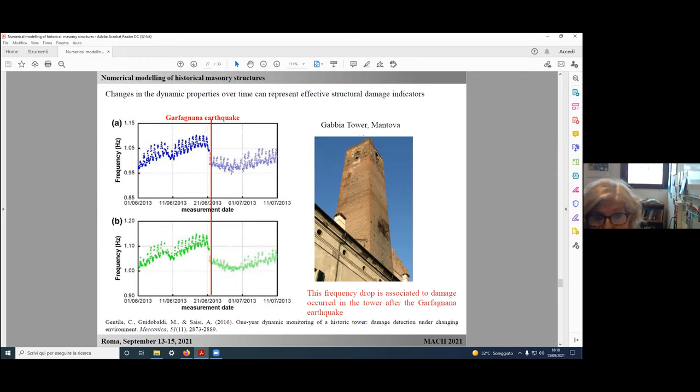And here you can see a decrease of the values of the frequencies on June 21, which corresponded to the occurrence of the Garfagnana earthquake. And the authors of this study have shown that this frequency drop is actually associated to damage, to the damage occurred in the tower after the Garfagnana earthquake.